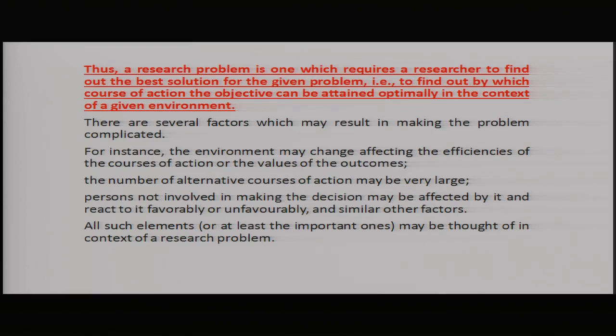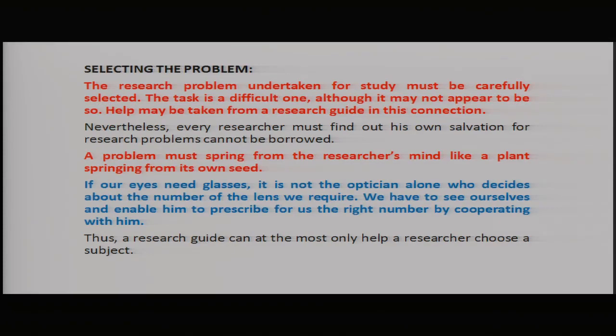So here I have written that there are several factors which may result in making a problem complicated. For instance, the environment may change, affecting the efficiency of the course of action. That is what I was saying, the gravity or magnitude; the environment may not be set for the problem. It may have different factors in different areas. The number of alternative courses of action may be very large. Persons not involved in making the decision may be affected by it and react to it favorably or unfavorably, and similar other factors. All such elements, or at least the important ones, may be thought of in the context of the research problem.